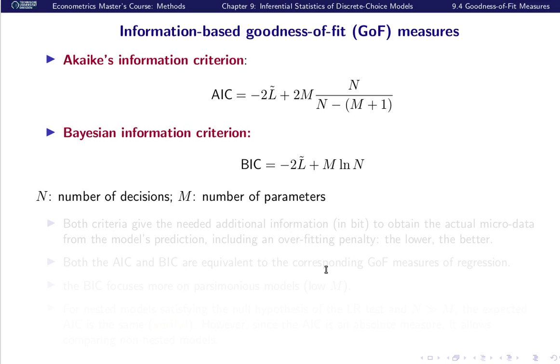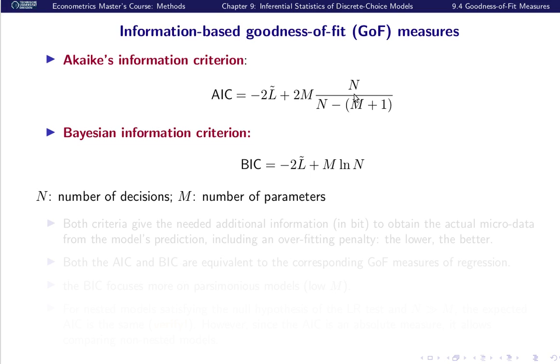There are two information-like criteria, the Akaike information criterion and the Bayesian information criterion. The first term is the same. That's the raw information. It's minus 2 times the log likelihood. And then there's a correction term, it's a sum, because it's a logarithm.